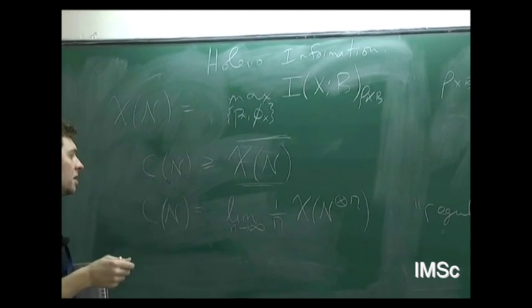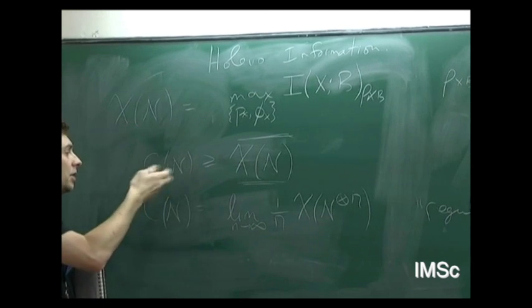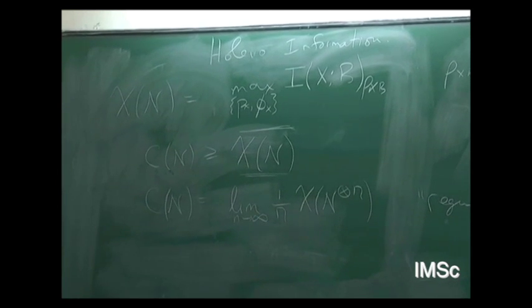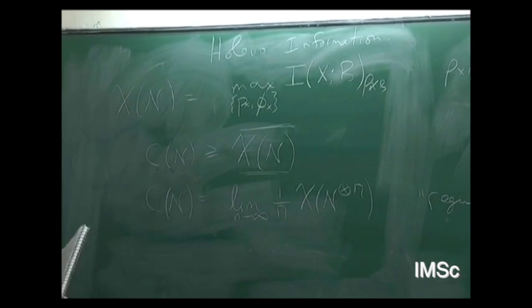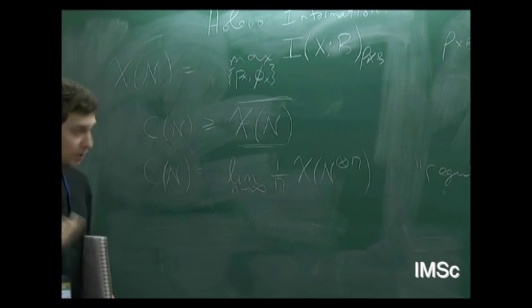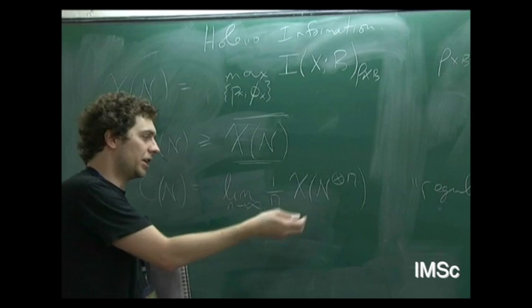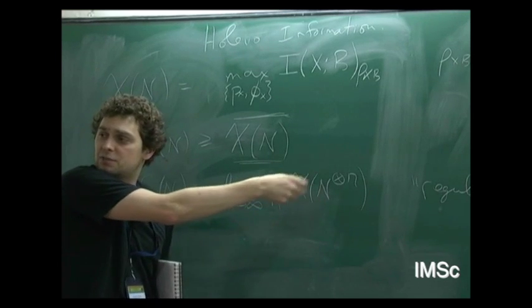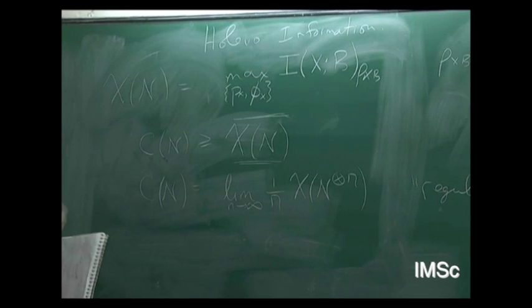And what that means is when you're trying to figure out a coding strategy for your channel N, you have to use entangled code words in order to achieve the capacity. That also makes it very complicated to compute the capacity of a quantum channel because you need to be able to do this regularization, and we really don't know how to do it.